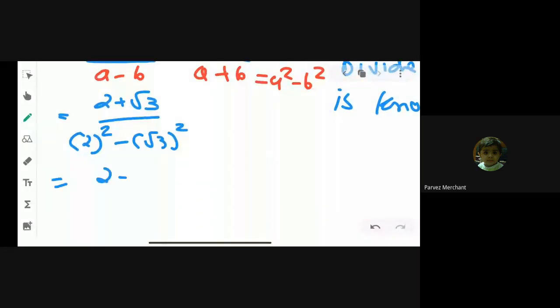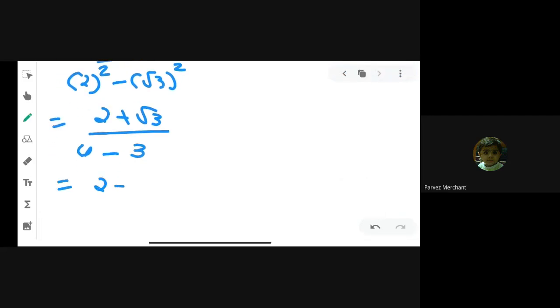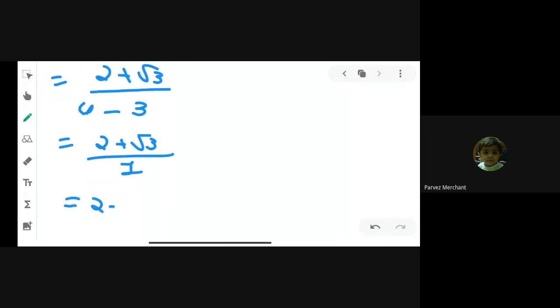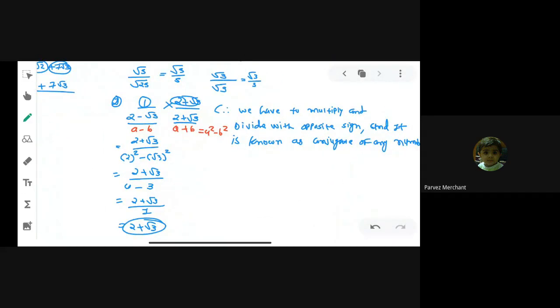Now we solve: 2 plus root 3 upon 2 square, which is 4, minus root 3 square. Root 3 square means root 9, and root 9 means only 3. Clear to all of you? Yes, sir. So what is the answer? 2 plus root 3 divided by 4 minus 3, which is 1. So we get the final answer as 2 plus root 3. It is known as the rationalization of the number 1 upon 2 minus root 3. Clear to all of you? Yes, sir.